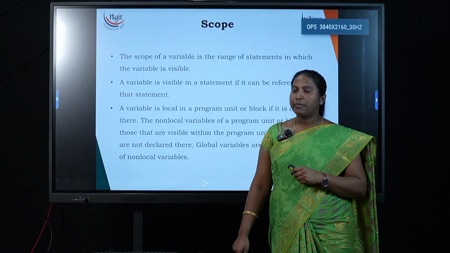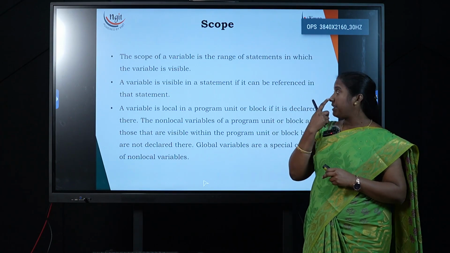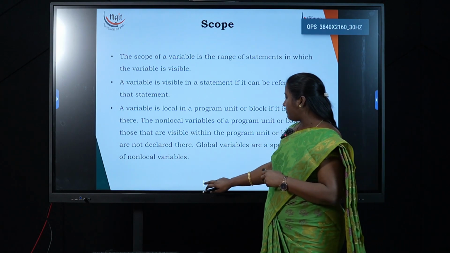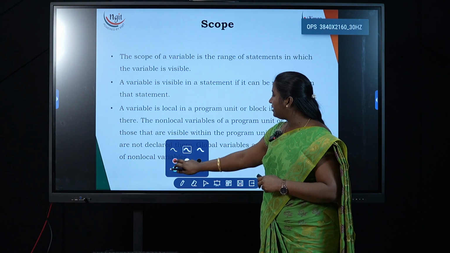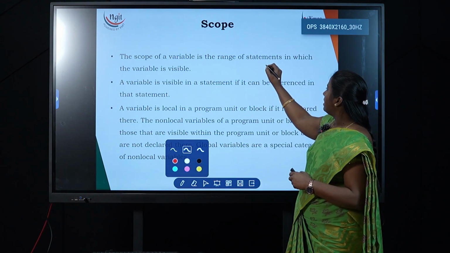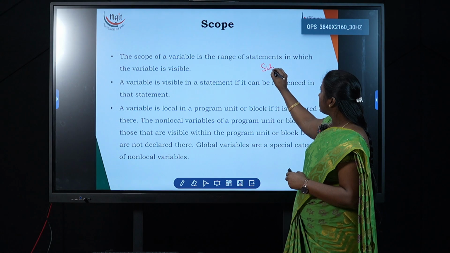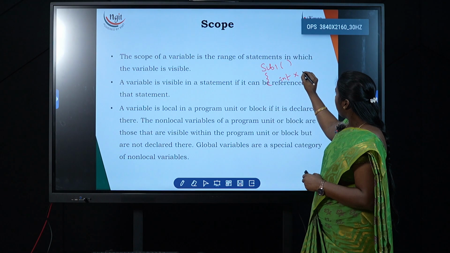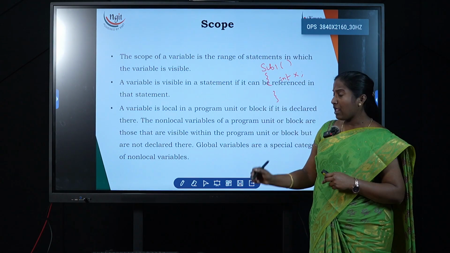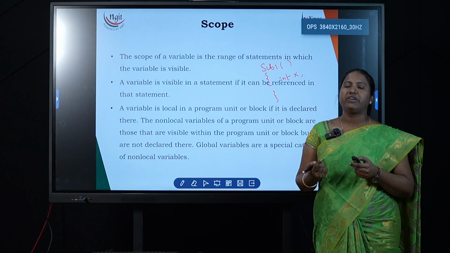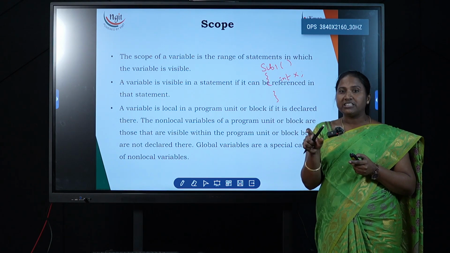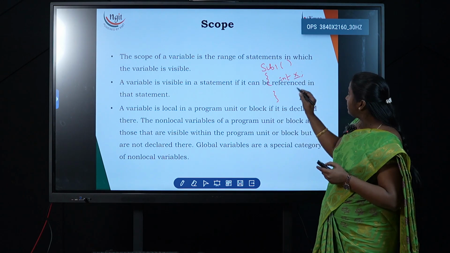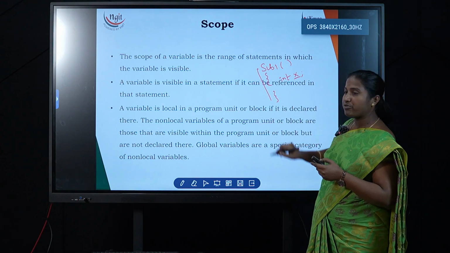So what is a scope? The scope of a variable is the range of statements in which the variable is visible. I'll give an example. Let's say that I have created a function, a subprogram. Let's say the subprogram is sub1 and int x. We already studied how to declare a variable and what are the characteristics carried by a variable. So this is a variable, and I have initialized it in this subprogram, correct?